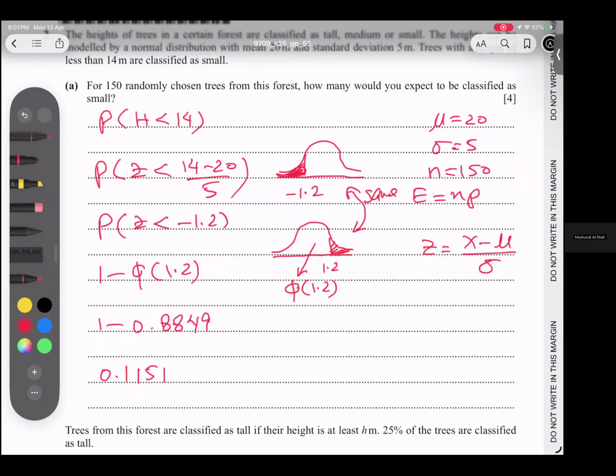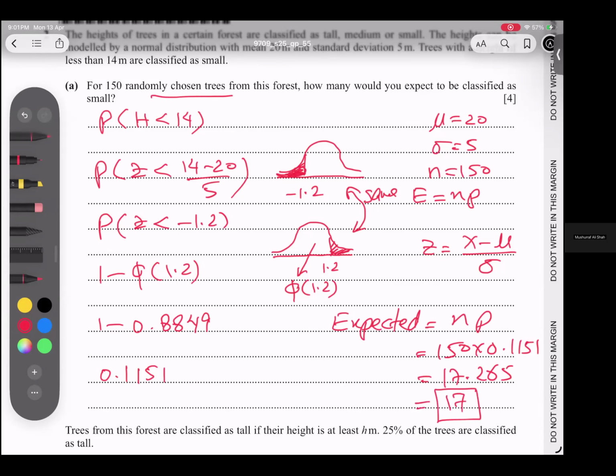Now I'm going to find the expected value, and the formula is NP. N is 150 and P is 0.1151, so multiplying by 150 we get 17.265. But the question asks how many trees, and trees are always a whole number. So we take 17, because it's not rounded. So 17 is our answer.